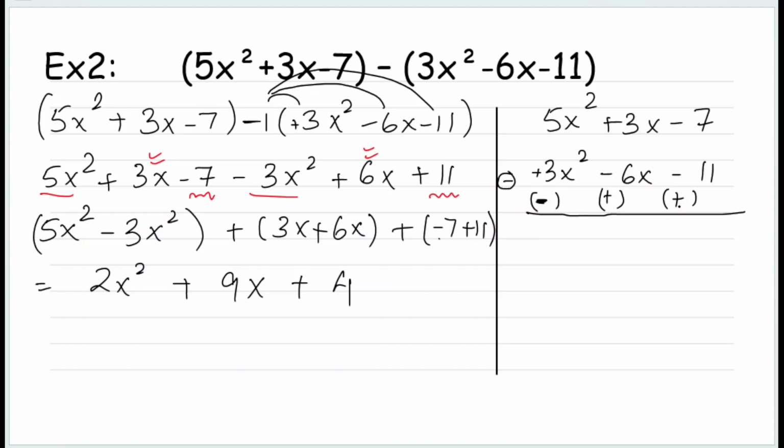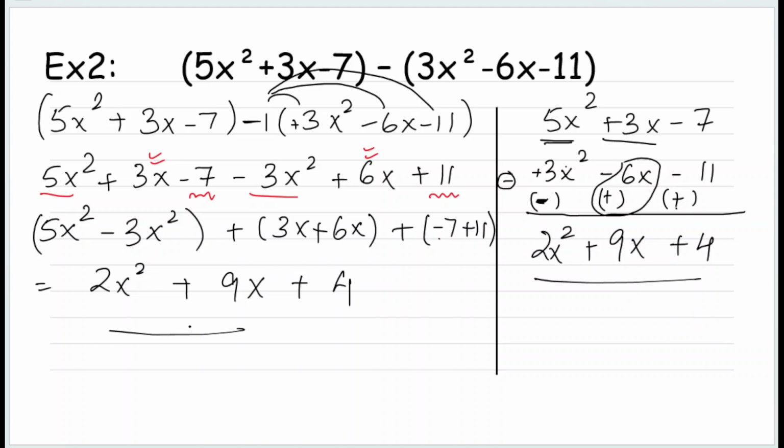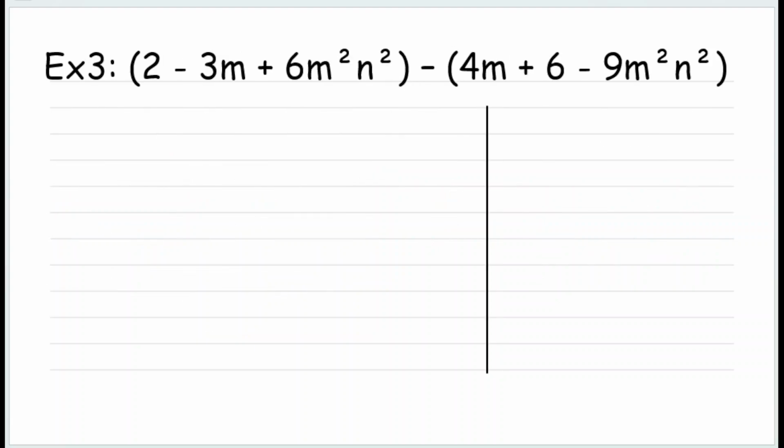So now negative 7 plus 11 is plus 4, plus 3x and plus 6x. The new sign, not the previous one. So 6 plus 3, 9x, and then 5x square and minus 3x square is 2x square. Of course, our answer would be same whether you want to use horizontal method or vertical method. It's totally up to you which method you are more comfortable with and which method you want to use in your exam. Another one.